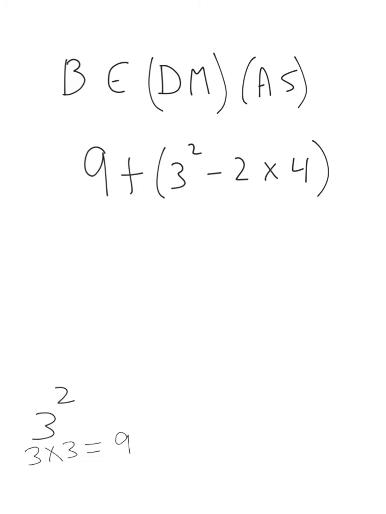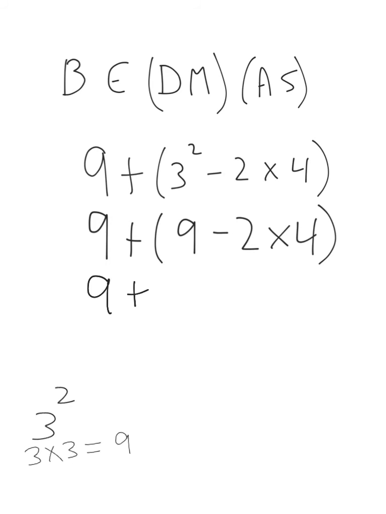So we're going to write our whole step again with that change. Now we know 9 plus, and we've done 3 squared, which is 9, minus 2 times 4. Now, after exponents, I'm looking for any division or multiplication within the brackets, moving from the left to the right. There is some multiplication. 2 times 4, obviously that's 8, so I rewrite: 9 plus 9 minus, I did the 2 times 4 already, 8.